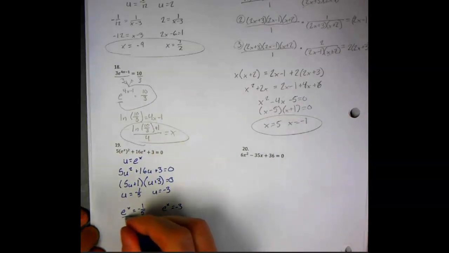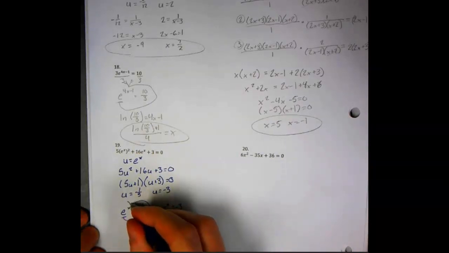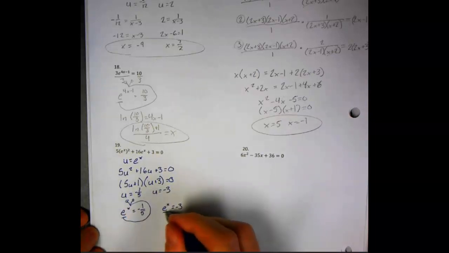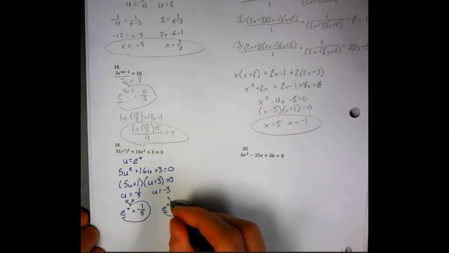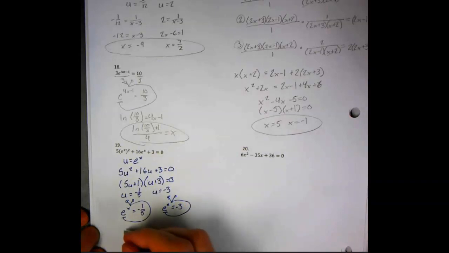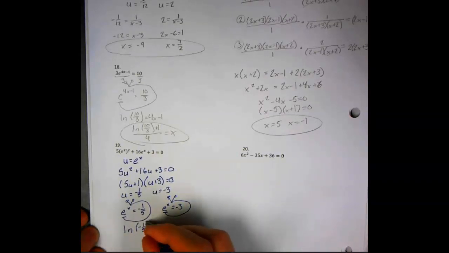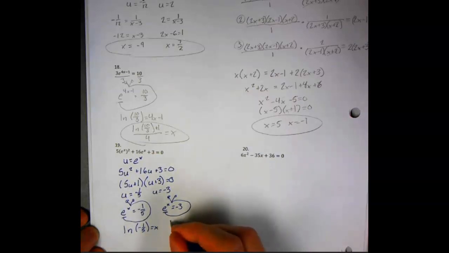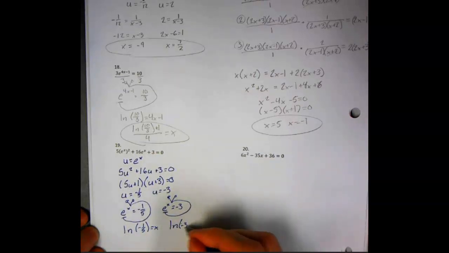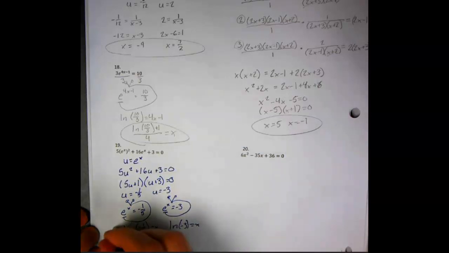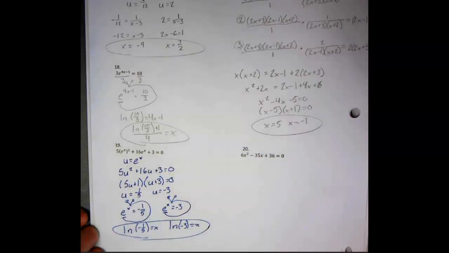We'll do our snail method for both. And we'll have natural log of negative 1/5 equals x, and the natural log of negative 3 equals x. And those will be our two answers.